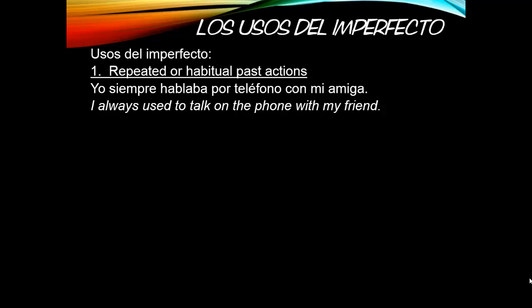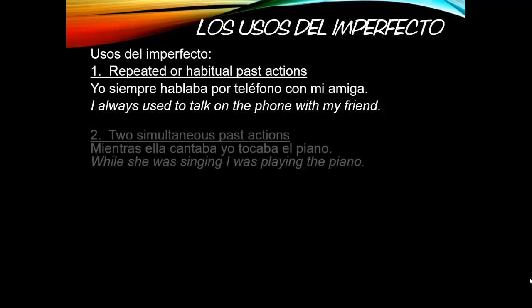These events did not just happen once. That would be preterite. Rather, you cannot pin them down at one time. There is a repetition about these actions. So, when we say, yo siempre hablaba por teléfono con mi amiga, we are implying that there is more than one time that I called my friend. I did it repeatedly and habitually. Notice that in English we say used to. This is one way that we convert the imperfect in English.